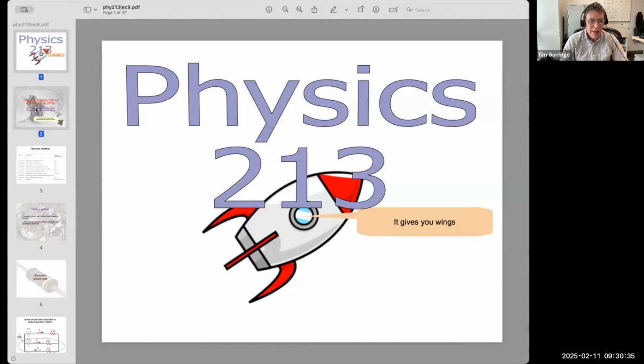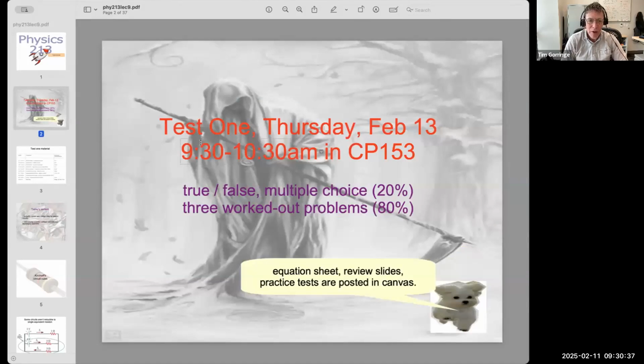I wanted to begin with just a reminder about test one. So test one is Thursday. It's in the regular classroom at the regular time. It has, as I've discussed before, 3 fully worked out problems on it, and it has 10 true-false questions on it. There's a review, a practice test in Canvas, and there's also the equation sheet that you'll get attached to the test in Canvas. Any questions on that?